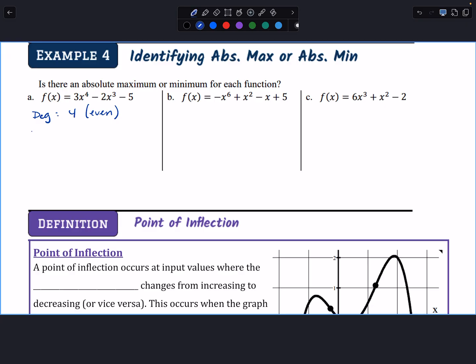Is the leading coefficient, guys, positive or negative? Positive. So do you guys agree? And you guys can see from our graph, it looks something like that, right? So does it have a minimum or a maximum then? Does it have a lowest point or a highest point? Minimum, thank you. Because it looks like the lowest point to me is somewhere right there. So this has an absolute.